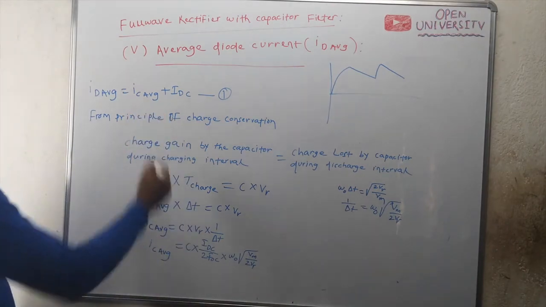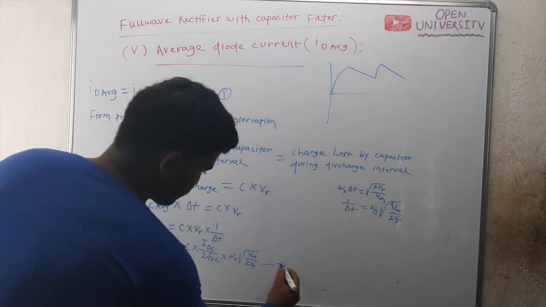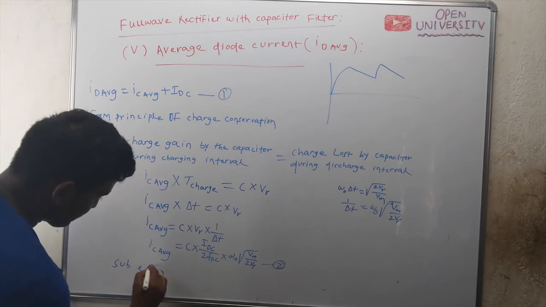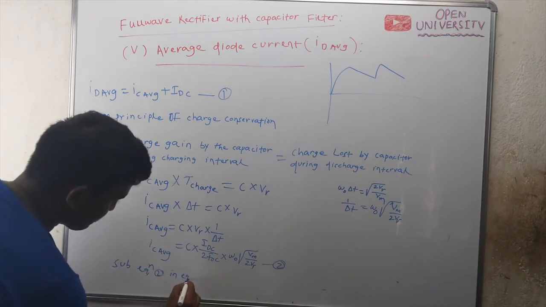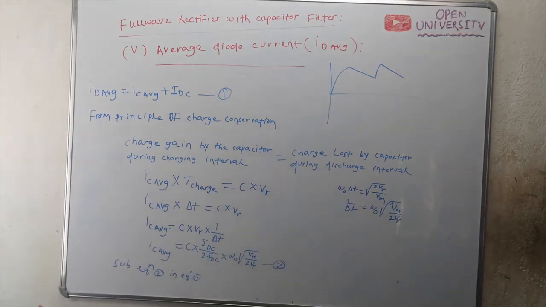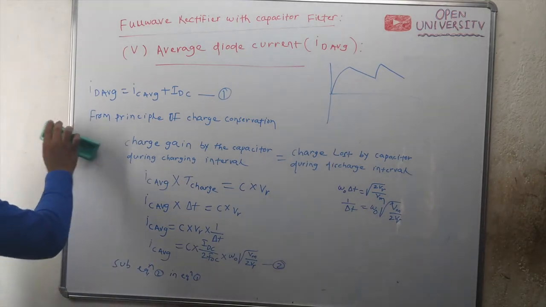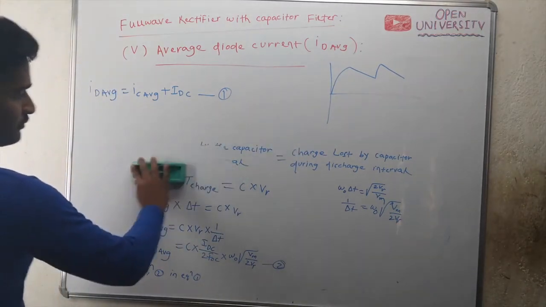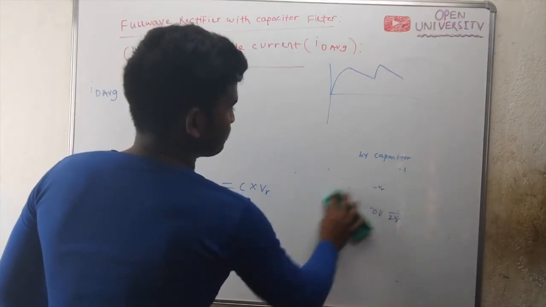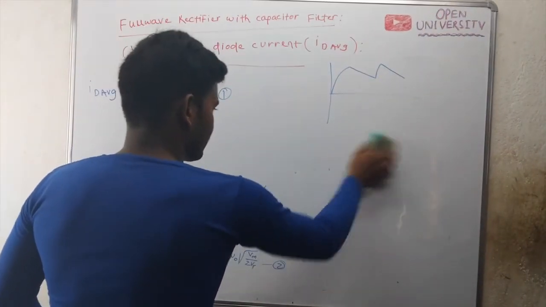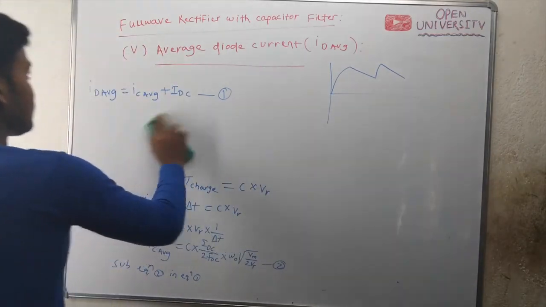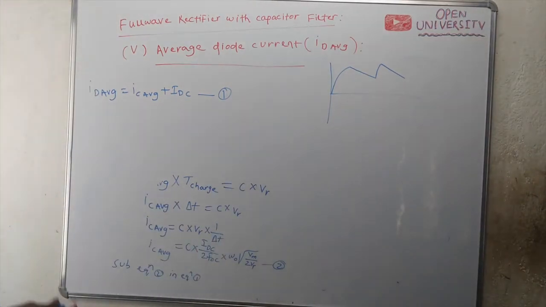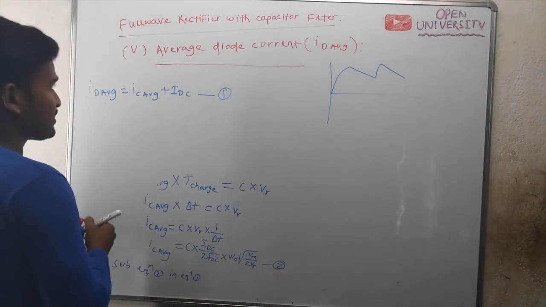Okay, so IC average equal to this. So substitute this in this equation 1, this equation 2. So substitute equation 2 in equation 1. I will derive this angle of conduction formula. I left it in the fourth point. I have to discuss it, but I left it. So in the next discussion I will derive this omega naught delta T formula.